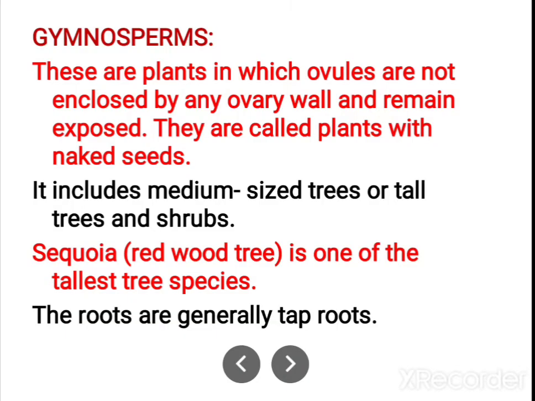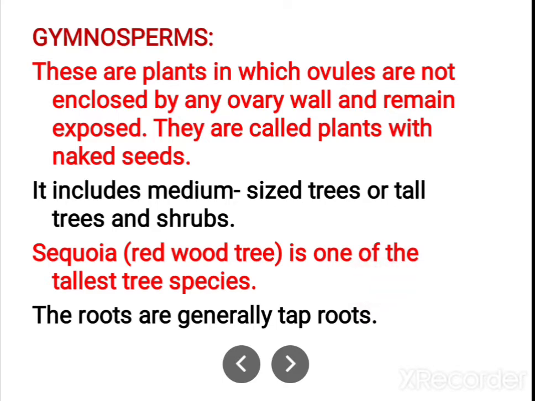Next, let us study gymnosperms. Gymnosperms are the plants in which ovules are not enclosed by an ovary wall and they remain exposed. So these plants have naked seeds. Here it includes medium-sized trees, tall trees and shrubs also. Sequoia, the redwood tree, is one of the tallest tree species.